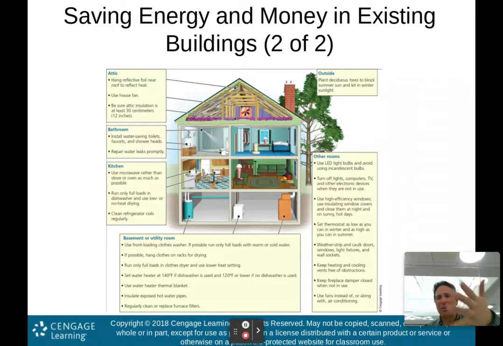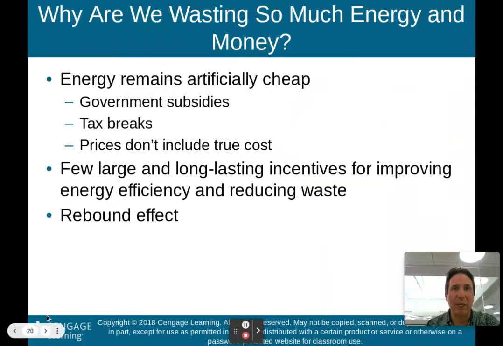So again, just have a couple of ideas here. You may need to pull a few of these out on an FRQ somewhere. So again, just understand things you can do to save energy and money in existing buildings.